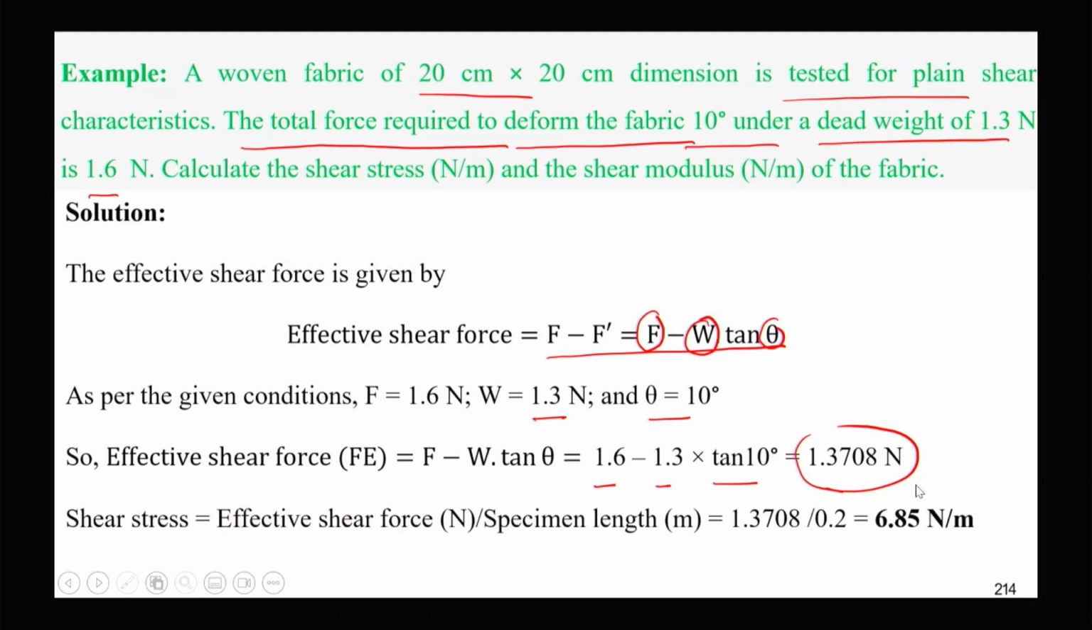And for shear modulus, shear stress is calculated as the effective shear force divided by the specimen length. The specimen length here is 20 centimeter, so in meter it becomes 0.2 meter. So the effective shear force divided by the specimen length becomes 6.85 Newton per meter.